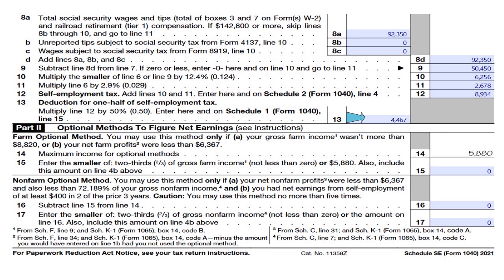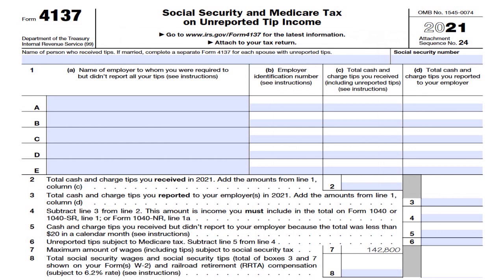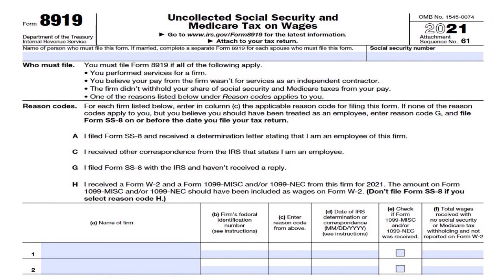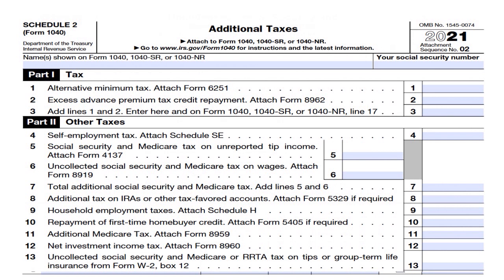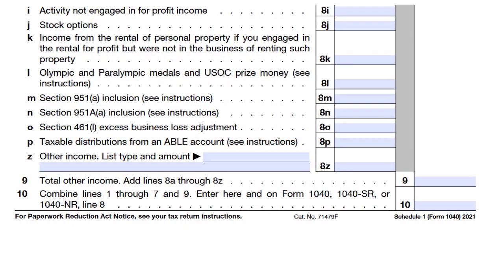Let's move on to part 2. So I was talking to you earlier about optional methods to figure net earnings, right? You have the farm optional method and you have the non-farm optional method. I just explained it, so I'm not going to talk about it again. But I want to talk to you about some forms that are also related to Schedule SE Form 1040. We have W-2s, Form 4137-1, 4137-2, Form 8919-1, 8919-2, Schedule 2, Form 1040 Schedule 1, 1, Form 1040 Schedule 1, 2, the second screenshot, and the Form 1040 Schedule 1, 3.